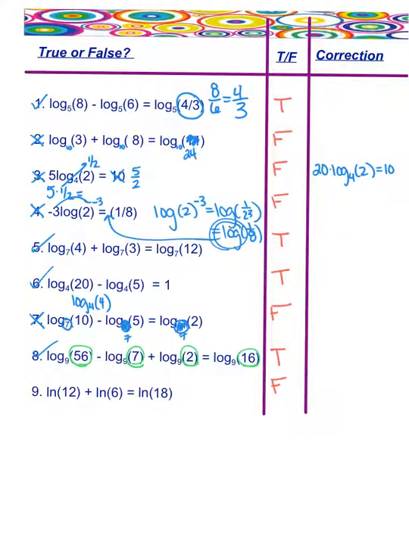The last one, natural log of 12 plus the natural log of 6 equals natural log of 18. So notice using that property, this 12 and the 6, I should be multiplying those, not adding them. So when I take the 12 times the 6, I should get a 72, and that would be my correction there. All right, so hopefully you feel good noticing the properties and being able to use all three.